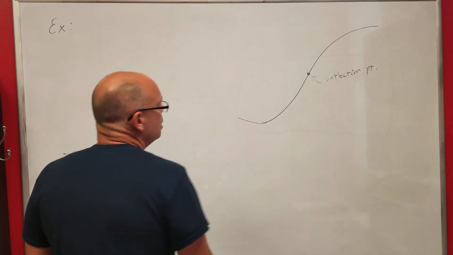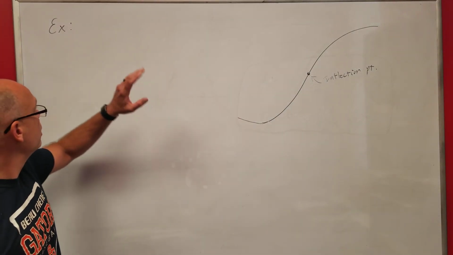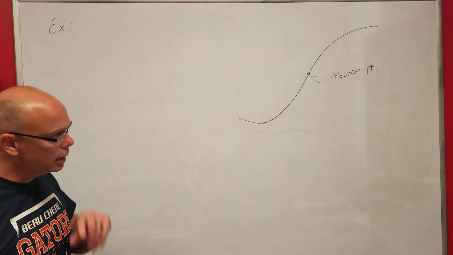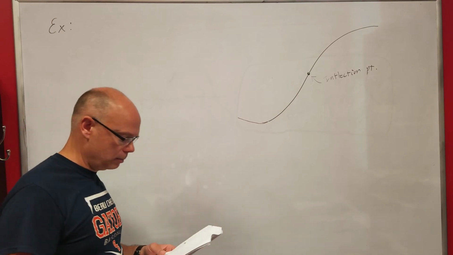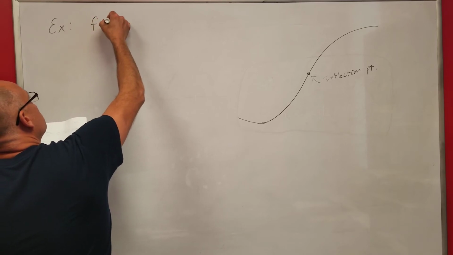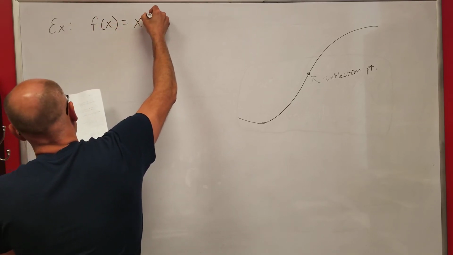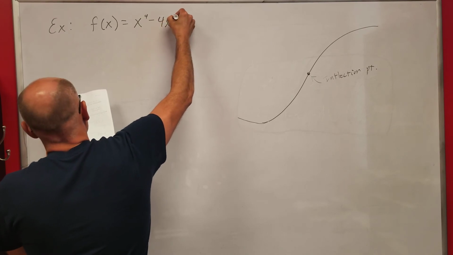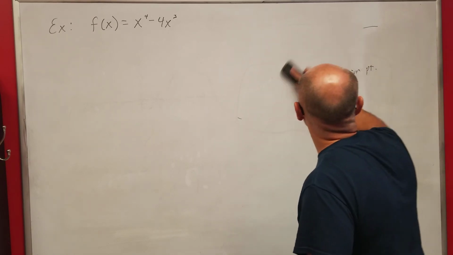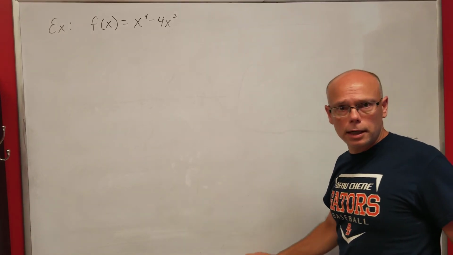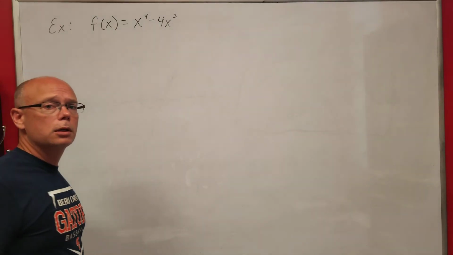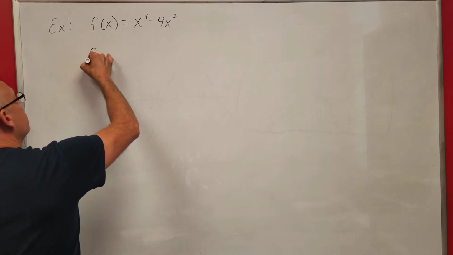Now, it has to be a point on the graph of f. So what in the world does that mean? That means your function f has to be defined at that point for it to be an inflection point. All right, so determine where f of x is equal to x to the fourth minus 4x cubed is concave up and where it's concave down. So we want to determine the intervals where this is concave up and the intervals where it's concave down. So what I'm going to do for that is use the second derivative.